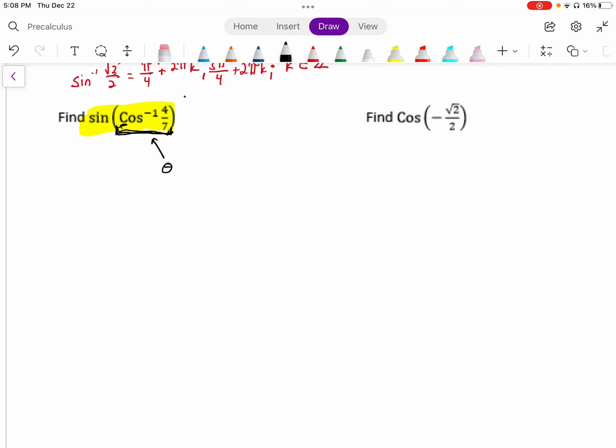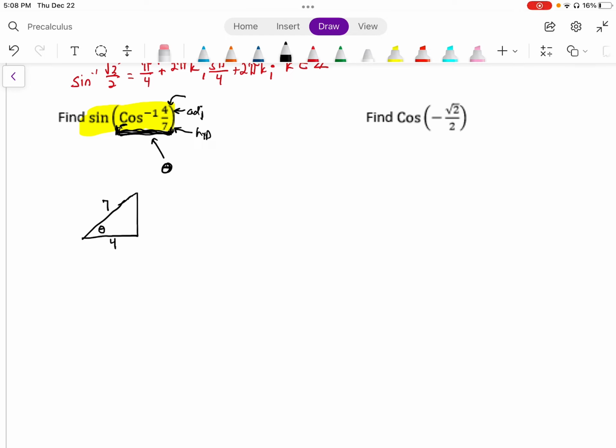And so what we do for these, like 4/7 isn't one that we're familiar with. It's not a root 3 over 2 or a 1/2 or a root 3 over 3 or something like that. So what we do is we draw a triangle. I want the cosine of some angle to be 4/7. Well, 4/7, and when we're dealing with cosine, this is going to be the adjacent side over the hypotenuse, all the way back to our definition. So our adjacent side is 4, our hypotenuse is 7, and we want the sine of this angle.